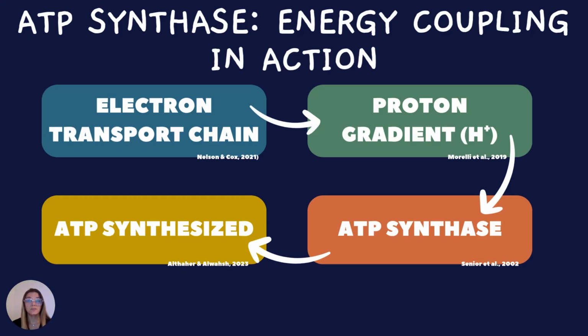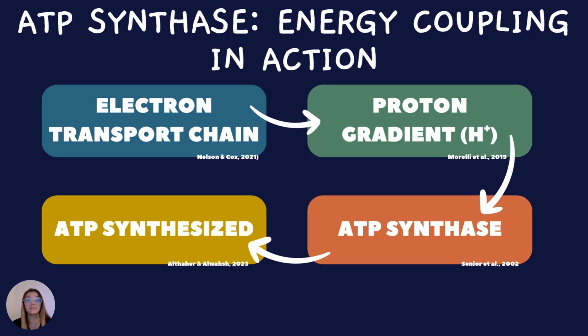The process begins with the electron transport chain shown here in blue. This is going to pump hydrogen ions across the inner mitochondrial membrane. This then creates a proton gradient shown here in green, which stores the electrochemical potential energy. As hydrogen ions move back through the ATP synthase in orange, the enzyme then converts that stored energy into ATP.